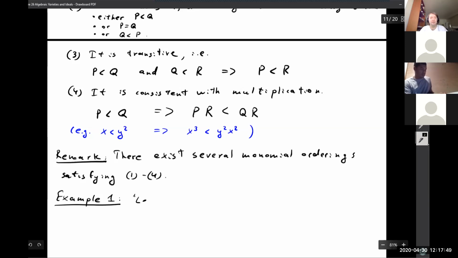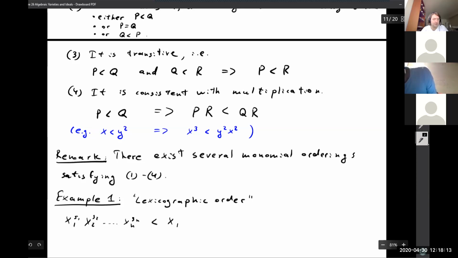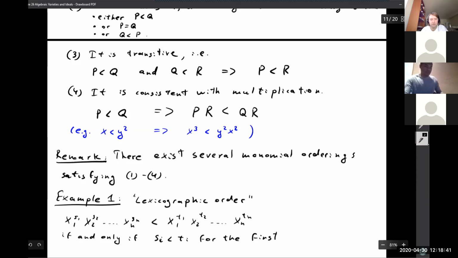This is a so-called lexicographic order. Here we would say that the monomial x1 to s1, x2 to s2, all the way to xn to sn is subleading to monomial x1 to t1, x2 to t2, all the way to xn to tn, if and only if si is less than ti for the first i such that si is not equal to ti.